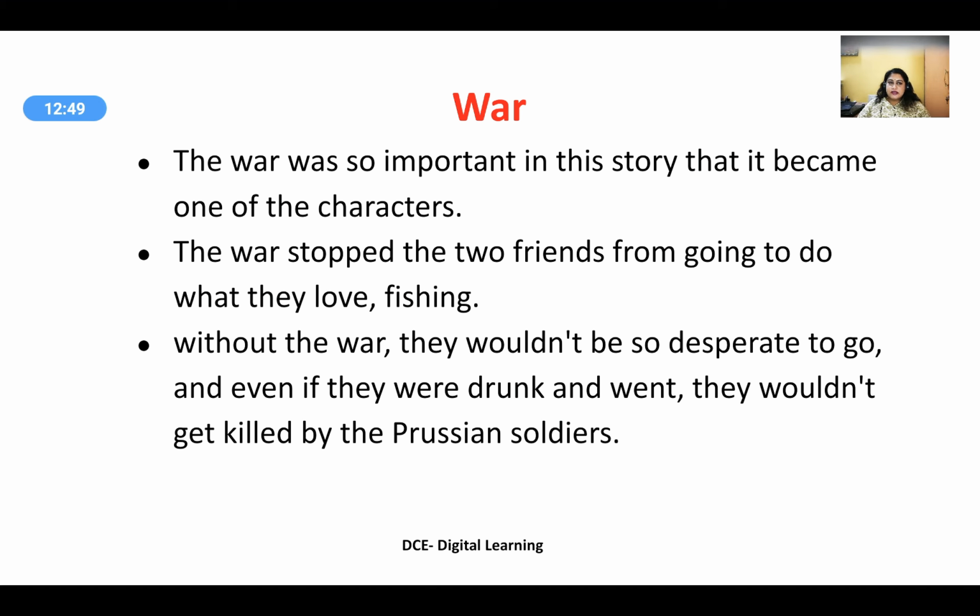War also can be considered as a primary character in this story. The war was so important in this story. Remember, everything happens in the backdrop of the war that it has become one of the primary characters. Because the war has stopped the two friends from doing what they love, fishing. If not for the war, maybe this entire thing would not have happened at all. If they had the regular routine of going fishing on Sundays, maybe this impulsive, reckless behavior on their part would not have occurred. Without the war, they wouldn't have been so desperate to go, and even if they were drunk and went, they wouldn't have got killed by the Prussian soldiers.